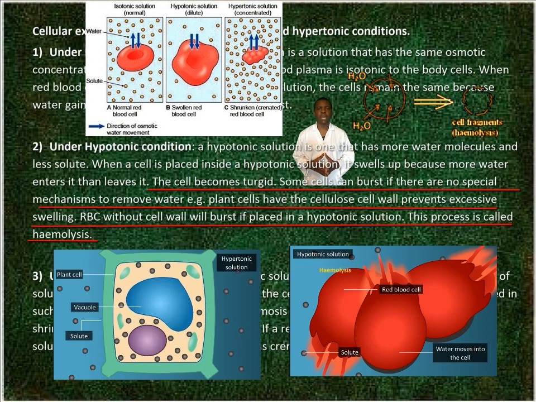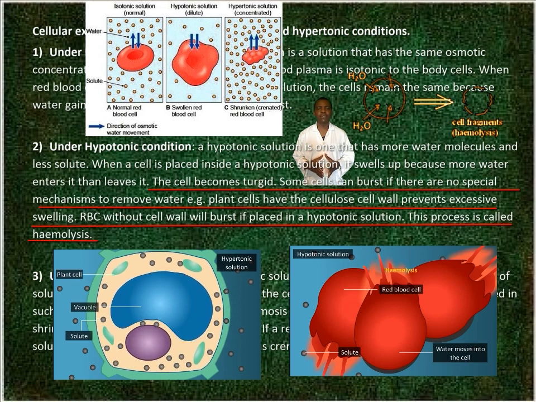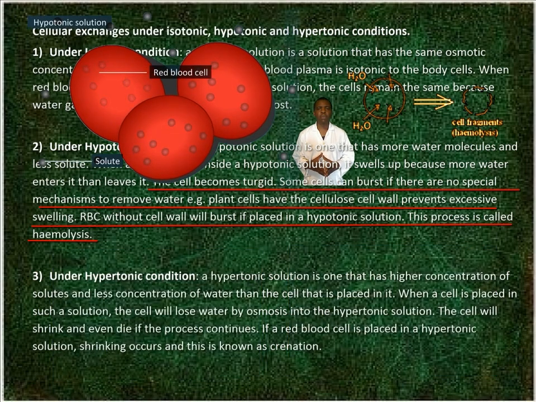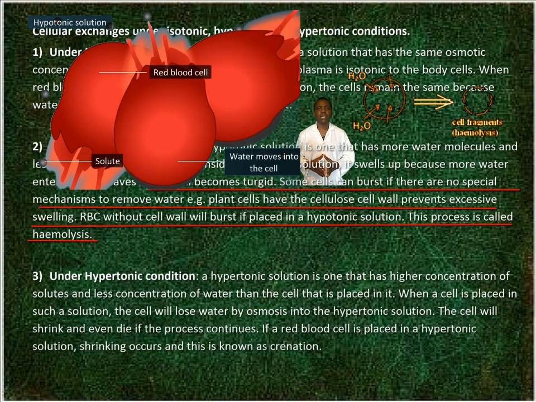Example: plant cells have the cellulose cell wall which prevents excessive swelling. Red blood cells without cell wall will burst if placed in a hypotonic solution. This process is called hemolysis.